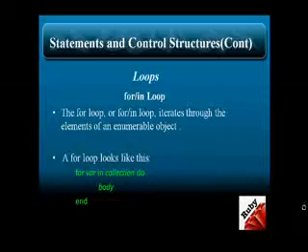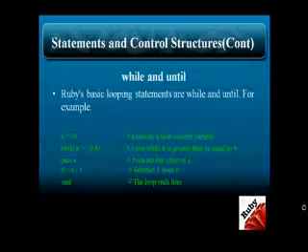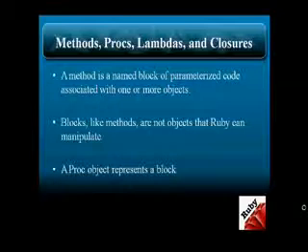While and until loops. Ruby's basic looping statements are while and until. They execute a chunk of code while a certain condition is true, or until the condition becomes true. For example, methods, procs and lambdas, and closures we're going to discuss next.